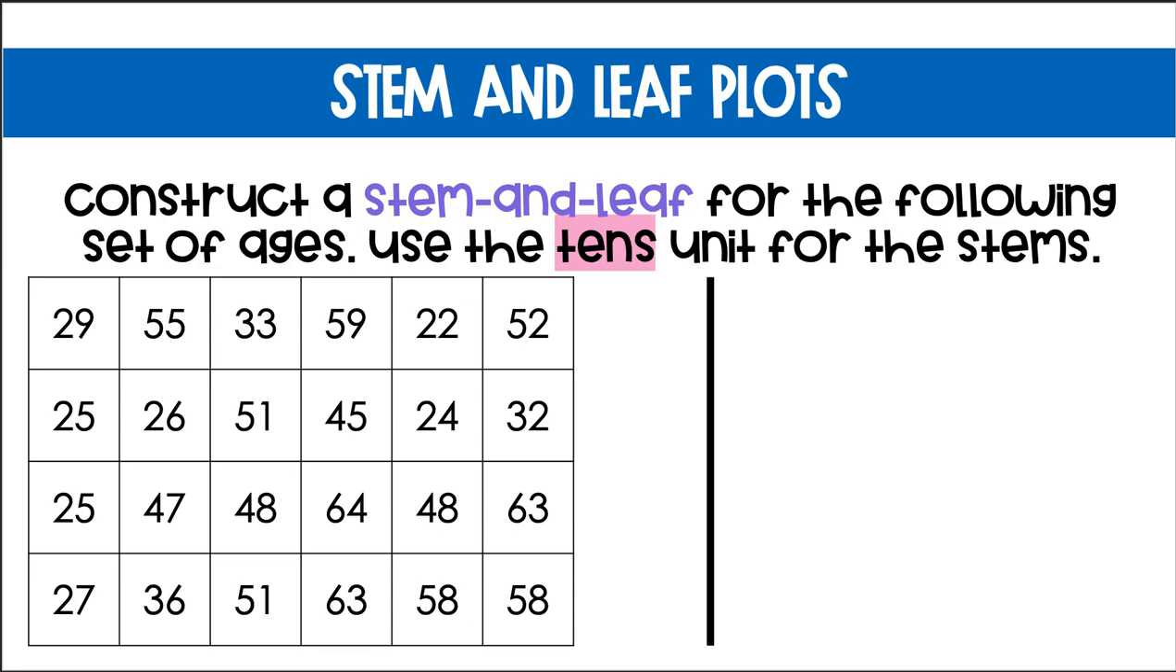Okay, here's a practice for you. Construct the stem and leaf for the following set of ages. We want to use the tens unit for the stems. So in this case, the stem will be 2, 5, 3, 5, 2, 2, and so on. Pause this video and practice creating your stem and leaf plot for these 24 ages.